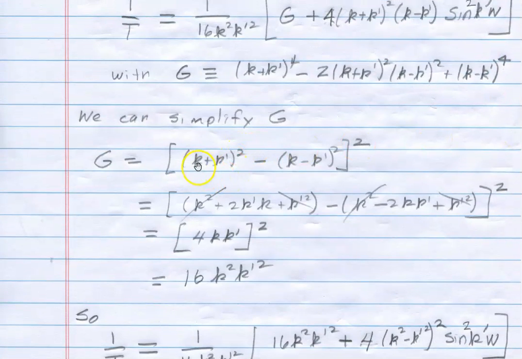And then I go ahead and expand these out. The square of k plus k prime and the square of k minus k prime. And they've got some cancellation. A k squared here will cancel this one. A k squared here will cancel this one. A k prime squared here will cancel this one. And so I get 2k k prime minus a minus 2k k prime inside the brackets, and that's just 4k k prime, and then I square that, so I get 16 k squared k prime squared. So substantially simpler.